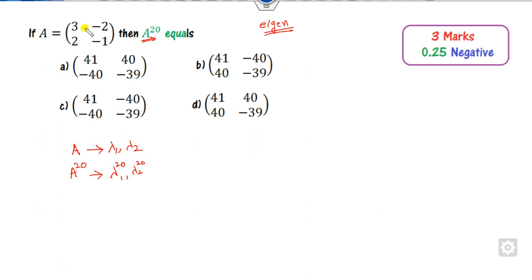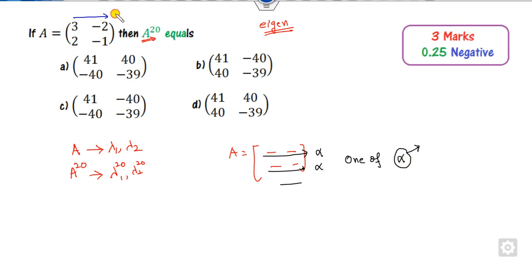Now if you look carefully at this matrix A, if you find that the sum of each row is the same, that is alpha, then one of the eigenvalues is alpha. That's the rule behind it. Now if you look at this, the sum is 1, the sum is 1. It means one of the eigenvalues is 1.